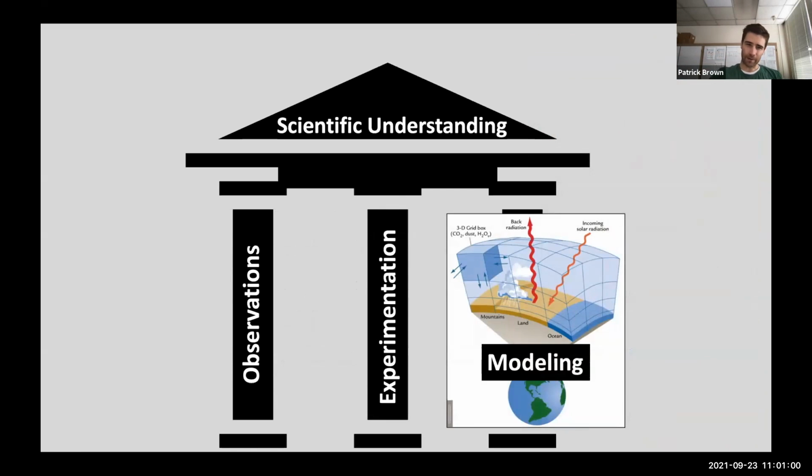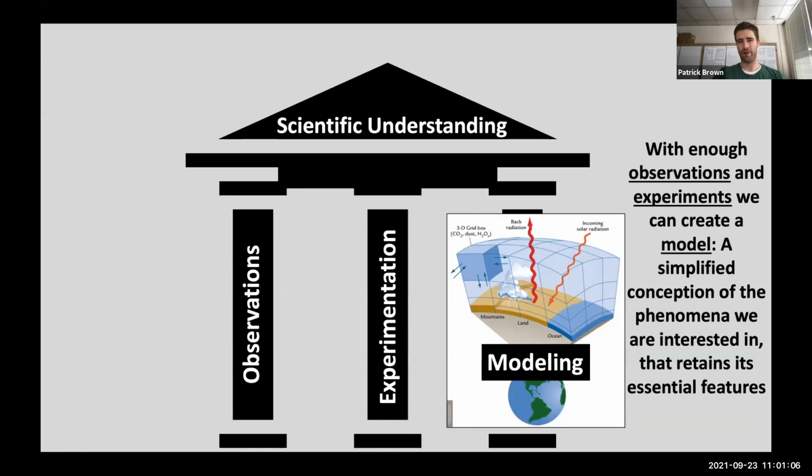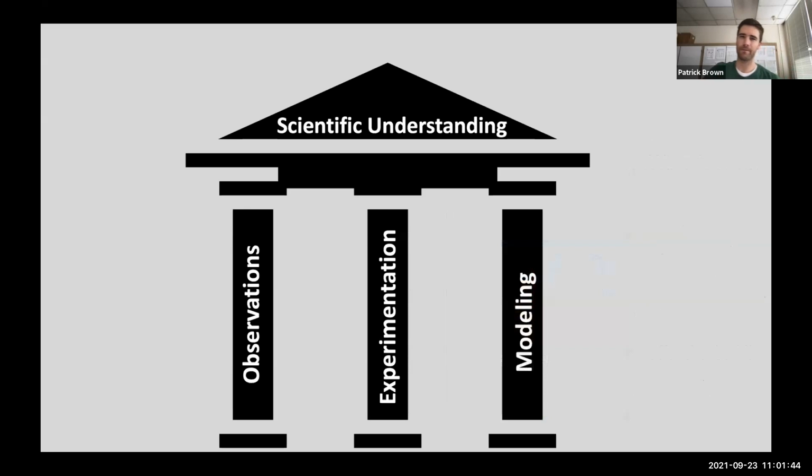So in addition to observations and experimentation, that often leads to models. So if you have enough observations and experiments, you can create a model. And in climate science, we use models a lot, often called global climate models. But a model is just a general thing that we use in all sciences. And it's just a simplified conception of the phenomena you're interested in. It has to be simplified, because if it wasn't simplified, it would just be the real thing. So it's simplified in the sense that it retains the essential features of how you think that thing works. So modeling is kind of our third pillar here.